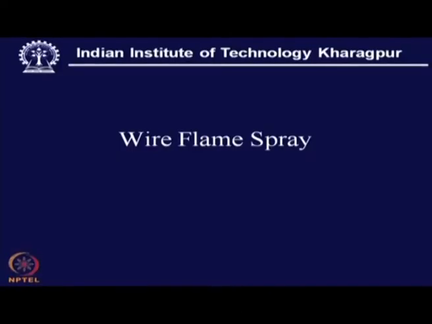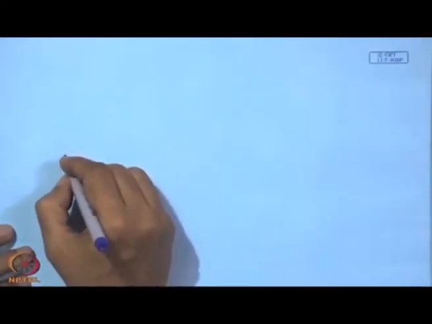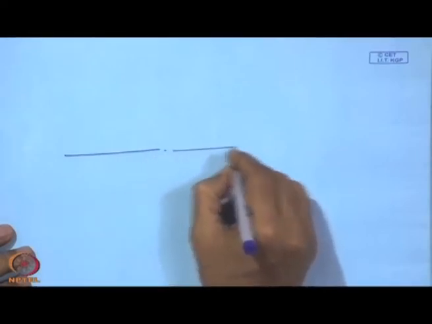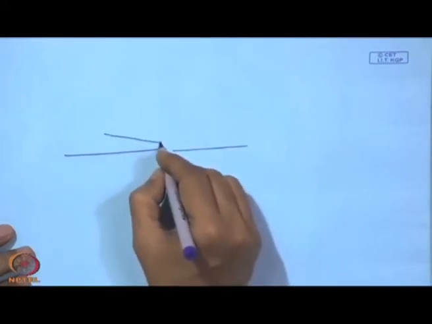Wire flame spray. Now, wire flame spray is also a combustion process, but instead of powder here we use one wire. The idea is that if we make the wire available, then that can also be made a continuous process, because the whole wire can be wound on a spool and very conveniently released from that spool. So, in principle, we can have a quick look at the process. Schematically we are trying to show this.